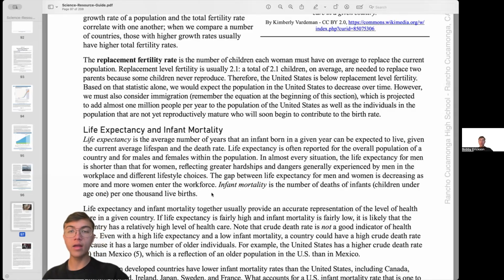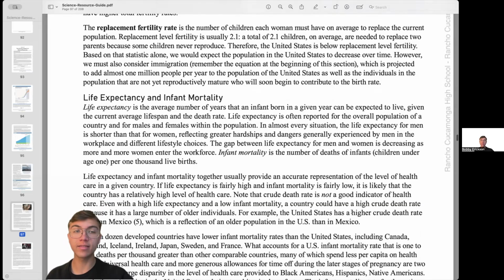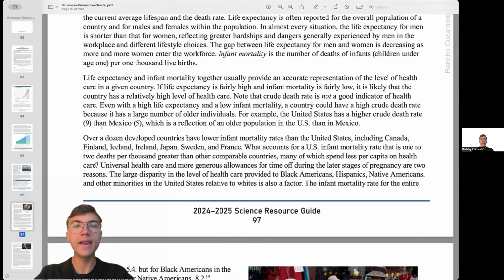So the United States actually has a higher crude death rate than Mexico, which shows that the US population has more old people in the country than Mexico does. And then we can look at over a dozen developed countries which actually have lower infant mortality rates than the United States. So, who in this list is actually doing better in healthcare in these ways than the United States? And that is Canada, Finland, Iceland, Ireland, Japan, Sweden, and France.